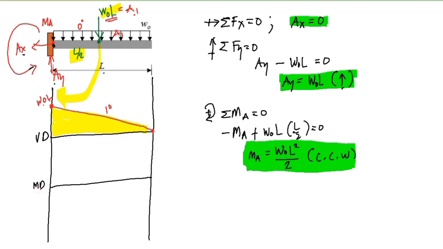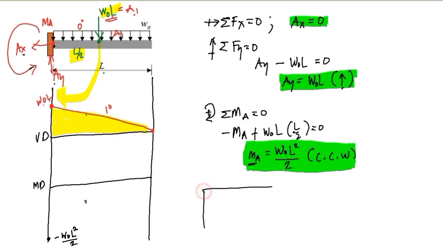Ngayon, pagdating naman natin sa moment diagram, as you can see here, meron tayong negative moment. So, mag-uumpisa tayo kay moment at A. The moment at A is negative WOL square over 2. Pagkatapos, makikita natin, meron tayong degree 1, so we are expecting na dito ay degree 2 na yung ating equation. But we have the problem.